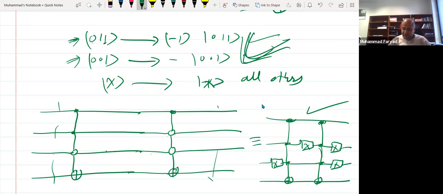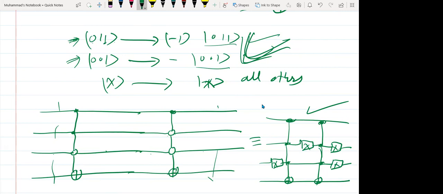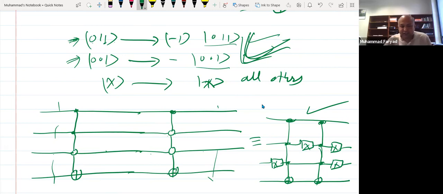So this circuit can mark these two elements. So it can implement a phase oracle that gives a minus sign for these two inputs. Is the idea clear? Asif? Yes, sir. Okay, now only one thing is left, and that is how to implement this C cube circuit.